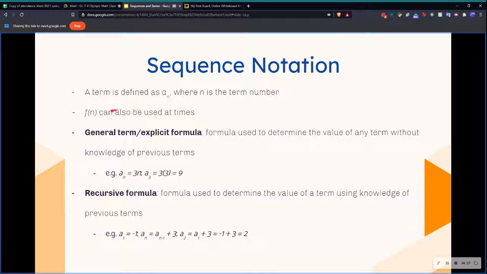Sometimes we could also use function notation, f of n, but we're going to focus on a subscript n. This notation at the top can be used, but pretty rarely.